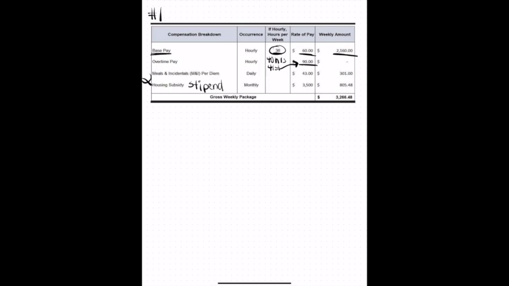So your daily stipend for meals is $43 a day, which is a total of $301. And your monthly is $3,500, and it's $805 per week. Now, I did the calculation, and I don't know what they're actually using, because 3,500 divided by 4 is actually 875 a week. So I don't know how many weeks they're calculating to get that 805. I actually think it's wrong.